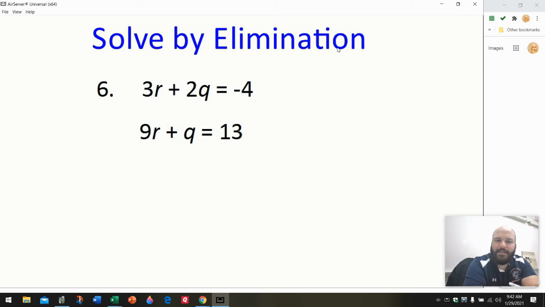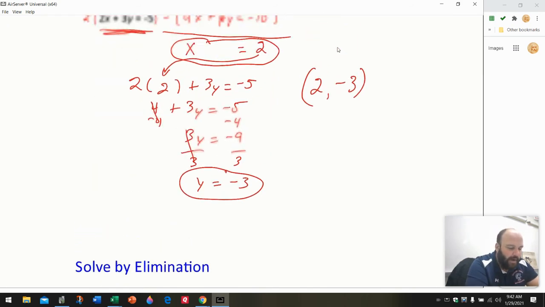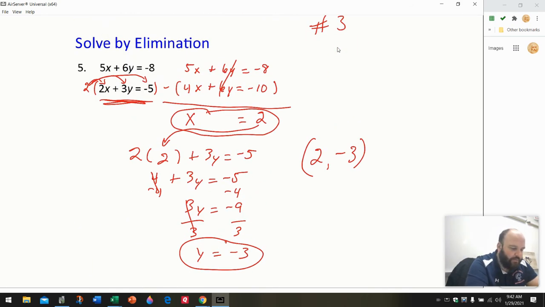I think the easiest thing to do is, since this is a 1, it's really easy to turn that into a 2 simply by multiplying. Now I'm going to show you something else. So in the last one, I multiplied by a positive 2 right here, and then we subtracted the two equations. And you can do that. That's perfectly fine to do.